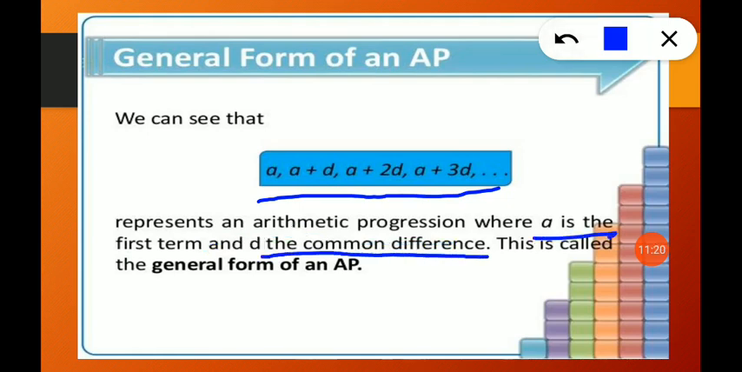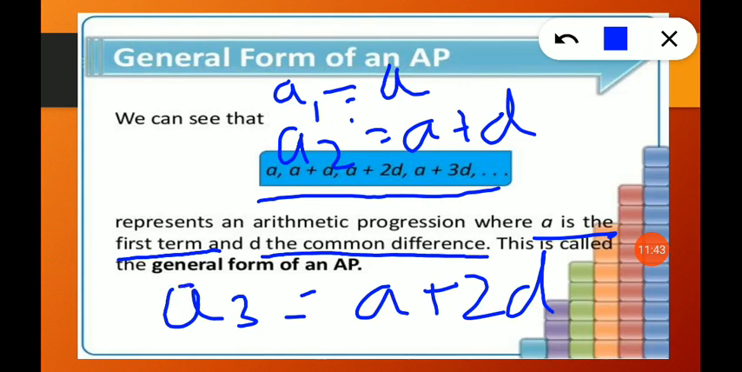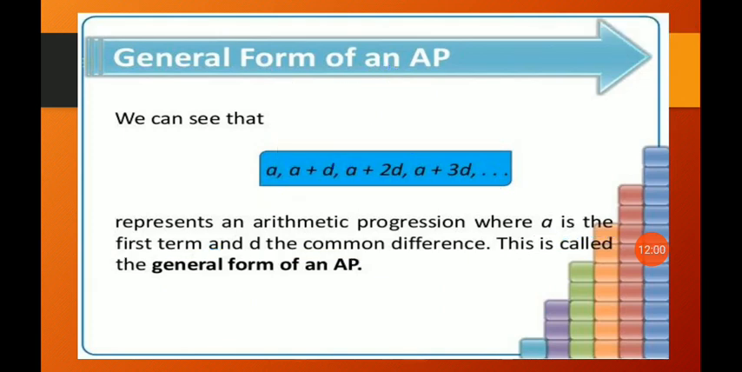D is the common difference, A is the first term. And this is the general form of the AP. It can be written as A1 is equal to A, A2 is equal to A plus D, A3 is equal to A plus 2D, and so on. In this way we can create many more terms also. As we learned, D can be positive, negative or 0.